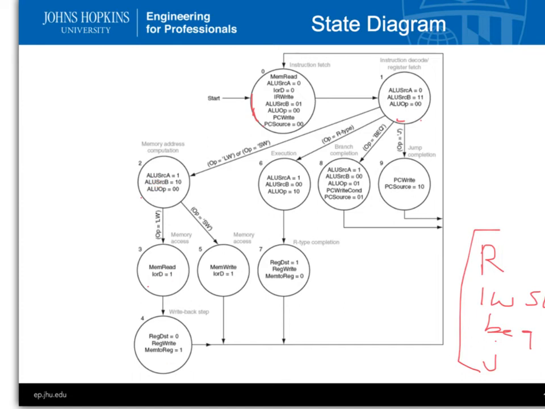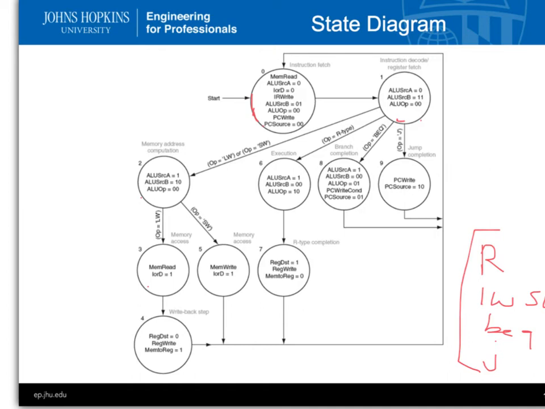If it's an R type, I'm going to come to state 6, and the ALU is going to do its execution. So that's why we have this ALU op equals 10. That's the one where you use the function code to determine. I'm going to write back to my register and finish.